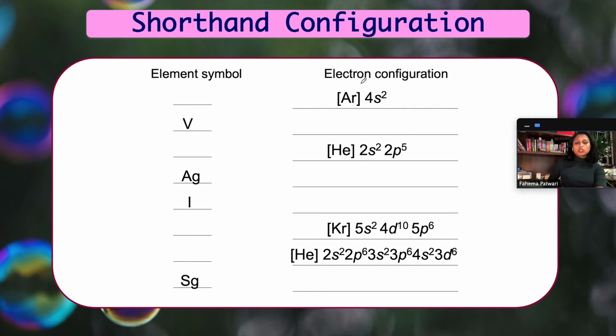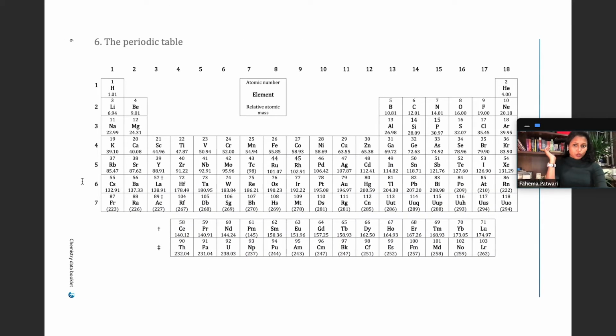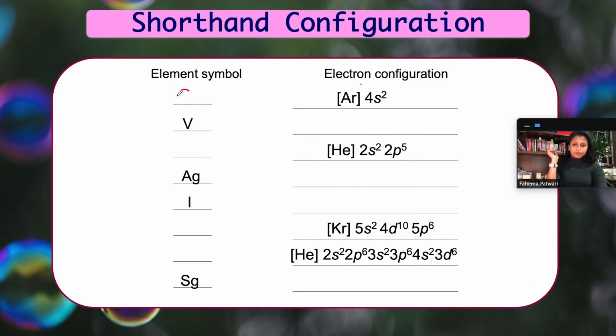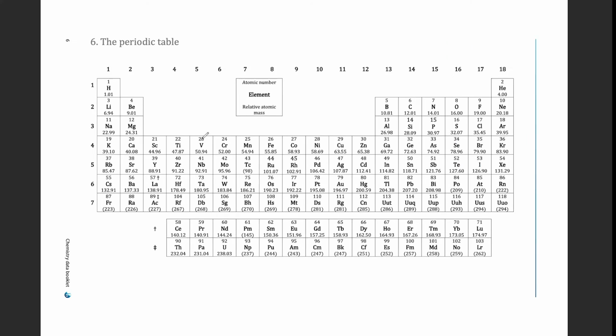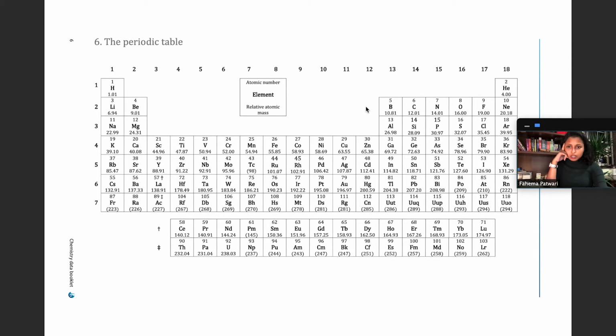Okay, so let's do a little bit of practice with shorthand configuration. So from the shorthand configuration, you can still find out what the element is, right? So 4s2, fourth energy level, s block, second family, so calcium. Vanadium, right? We're going to write the shorthand notation. So vanadium, let me find it. Here, okay.